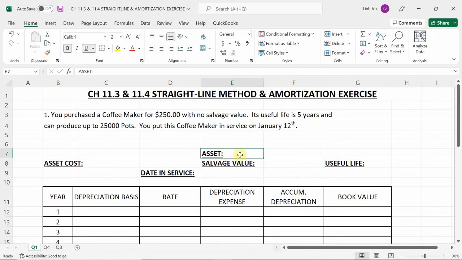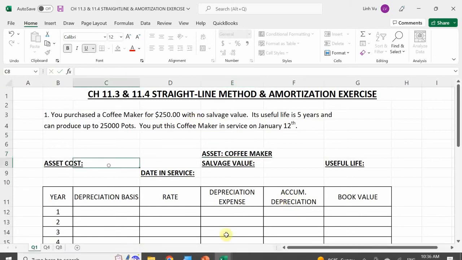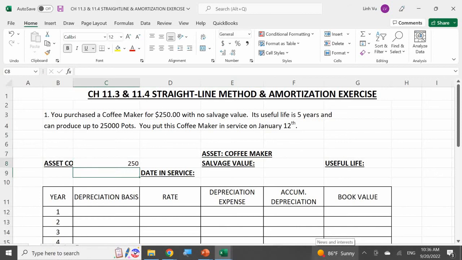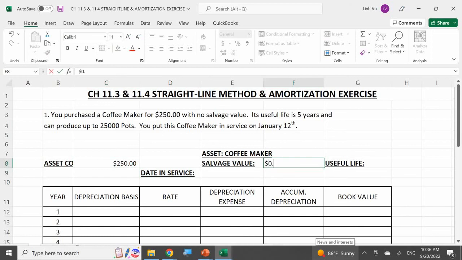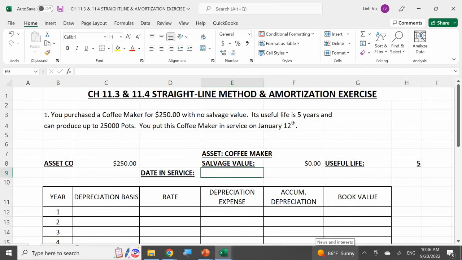January. So what did we buy? Coffee maker. You bought a coffee maker. Okay, how much did that coffee maker cost you? $250. Okay, how much is my salvage value? $0. What is my estimated useful life? 5 years. It's got 5 years on it. And when did I put it into service? January. So therefore, I will start depreciating it January.